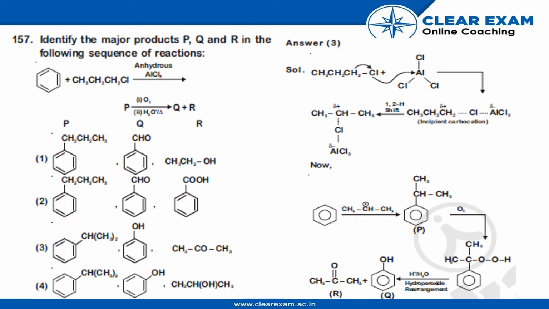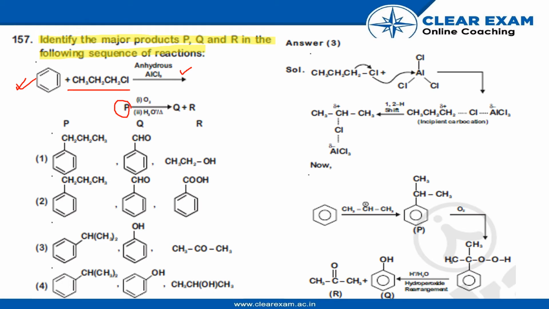In this question, we have to identify the major products P, Q, and R in the following sequence of reactions. What is given to us is benzene plus propyl chloride in the presence of anhydrous AlCl3. So, we have to first find out the product P.